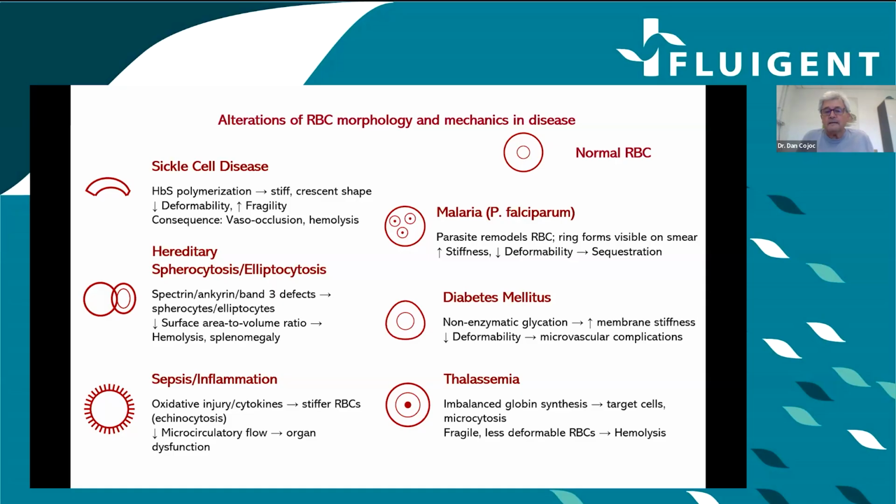The parasite remodels the red blood cells, and the ring forms are visible on a smear. The stiffness of the cell is increased and the deformability is decreased, inducing sequestration. Or, for instance, in sickle cell disease, hemoglobin S polymerization induces a stiff crescent shape of the red blood cell. As a consequence, there is lower deformability and higher fragility.